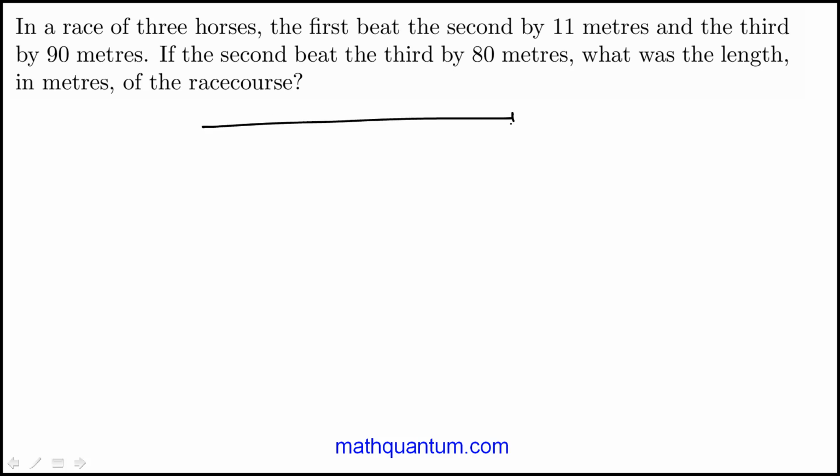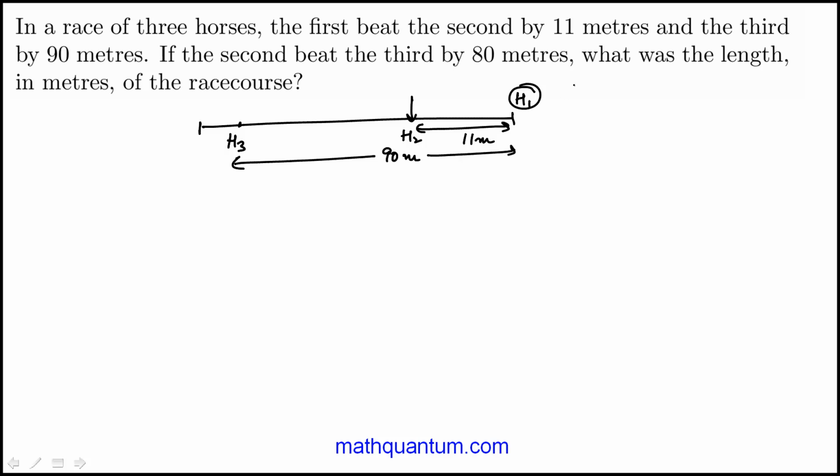So here, let's say this is the entire track, and we are told that the first one, and I'll call that H1, horse 1, beats the second one by 11 meters. So that would be the distance between the two horses when H1 reaches the end. And the third one would be somewhere here, and that distance would be 90 meters.